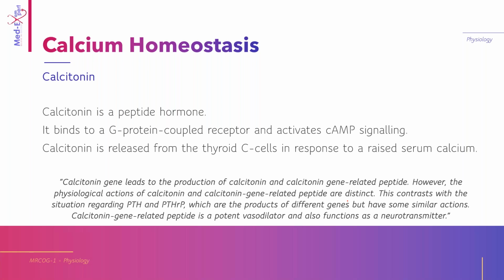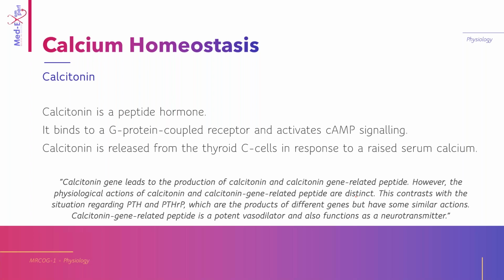So here calcitonin acts as a counter-regulatory to the parathyroid hormone. It acts in the opposite direction of parathyroid hormone. Here, calcitonin is released in response to a raised serum calcium, and it will act in the direction of lowering this serum calcium level. And it's released from what's called the thyroid C cells. So it's released from the thyroid gland.